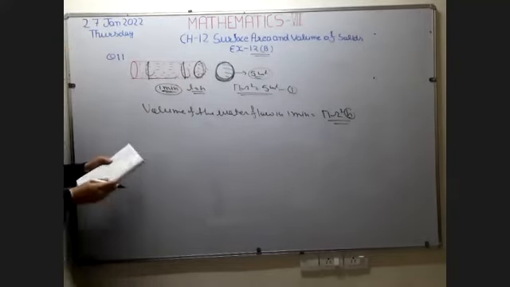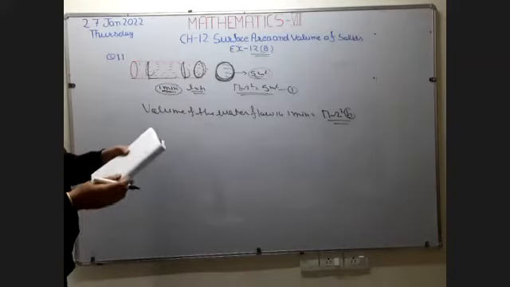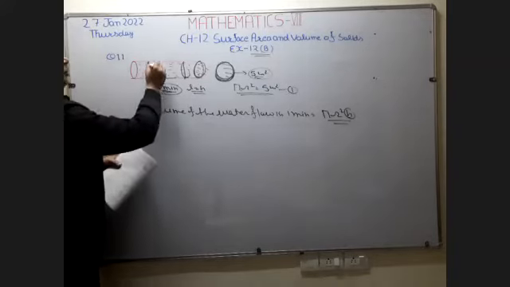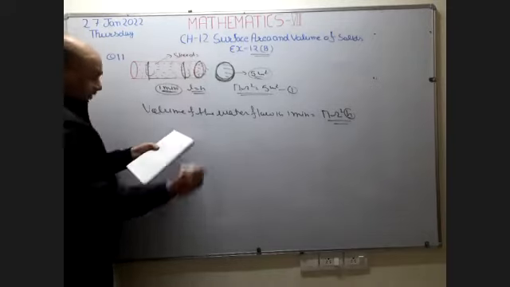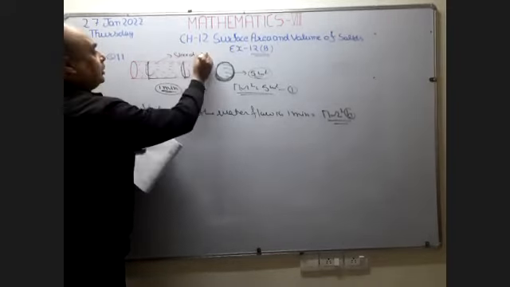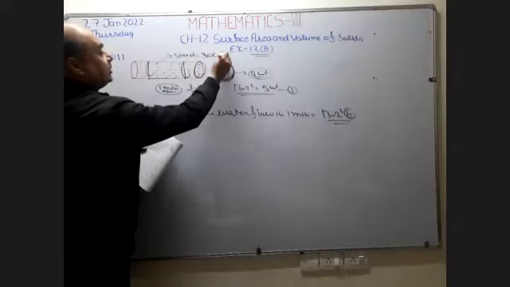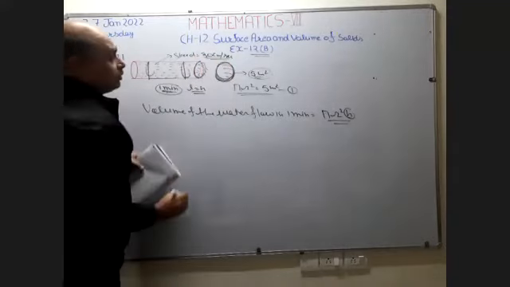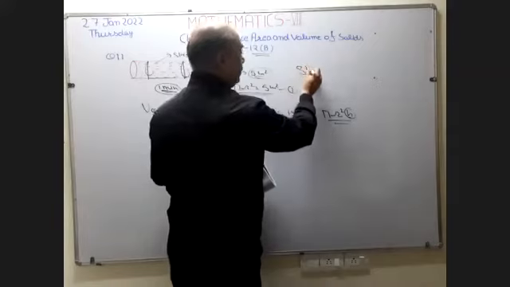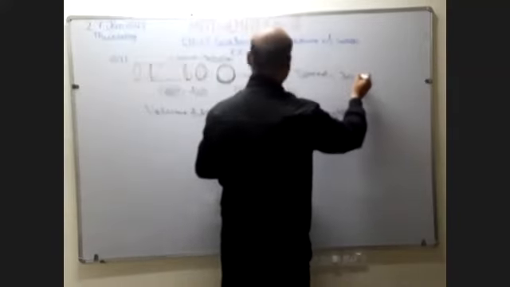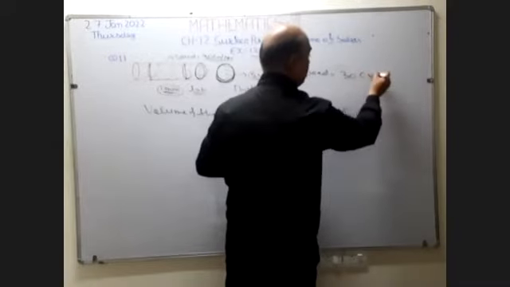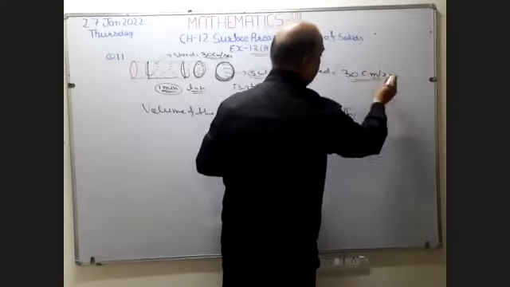Okay. Now what is given? In this question it is given water flows at a speed. Speed of water is given. What is the speed of the water? 30 centimeter per second. It is given. Speed of the water is given, 30 centimeter per second.